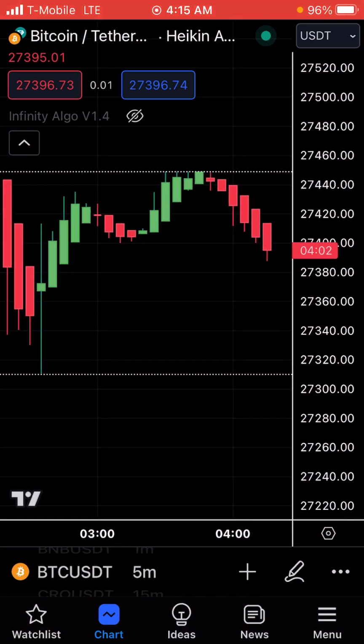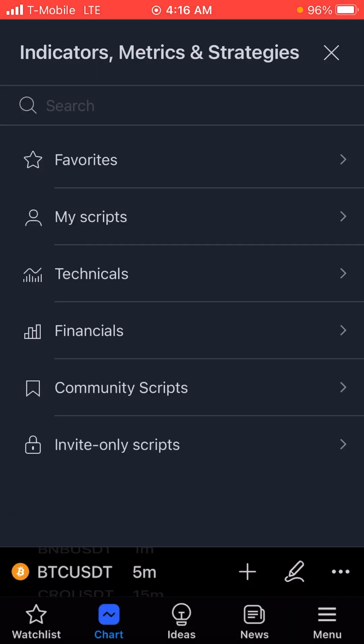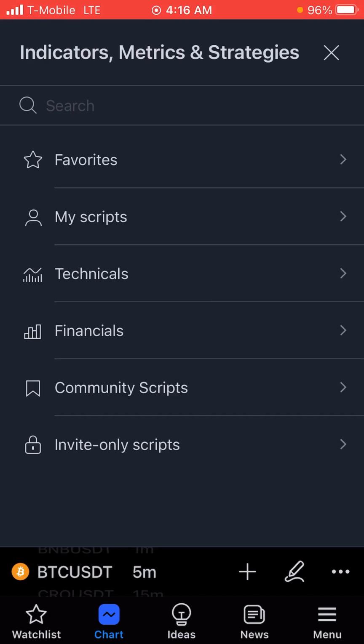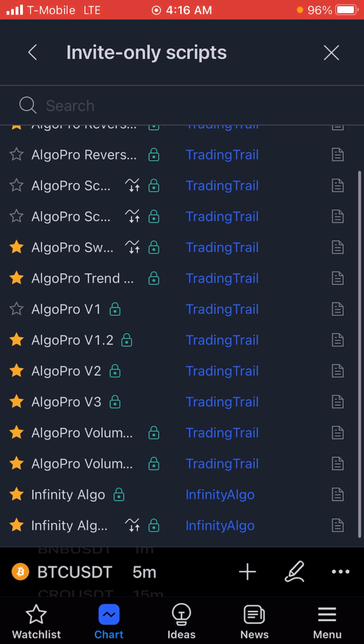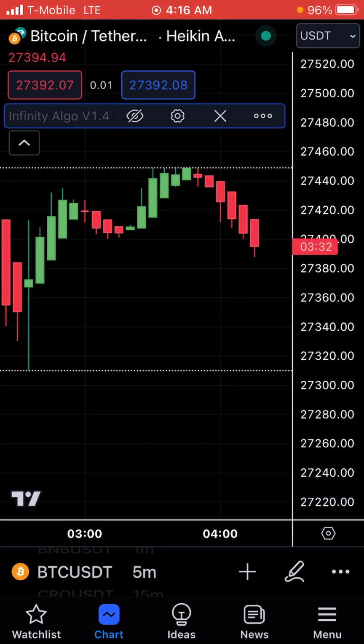Okay, first let's look at Bitcoin here. I'm not going to plug in my formula and everything. We're just going to be looking at the Infinity Algo indicator for today. And to get that, once you buy it, it'll show up in your invite only scripts, and you scroll down to Infinity Algo, the first one right there, and we'll load it up.